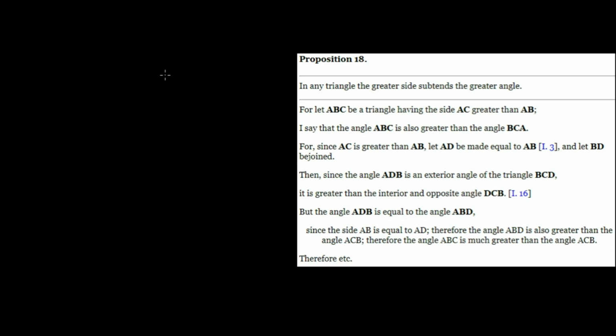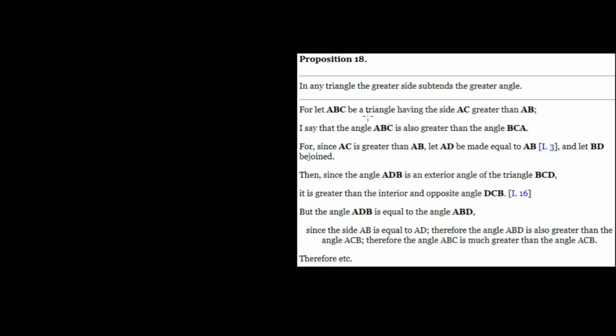In Proposition 18, what we're going to show is that in a triangle, the greater side will be associated with the greater angle. So the text says, in any triangle, the greater side subtends the greater angle. So given that one side is greater than another, the opposing angle to that greater side will be larger than the other angle. And let's set this up.